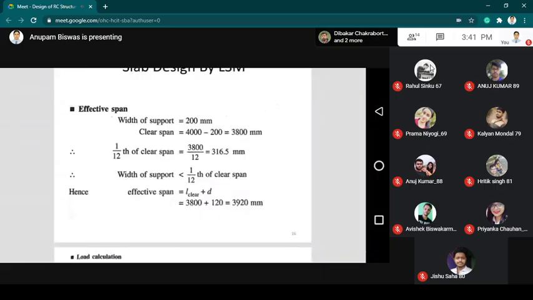Next we have to consider the width of the support. So considering 1 by 12th of the clear span, that is 3800 by 12, that is 316.5 mm. The support width given is less than 1 by 12th of the clear span. So hence we have to provide the effective span as clear distance plus effective depth. So 3800 plus 120 mm will give us the effective span.